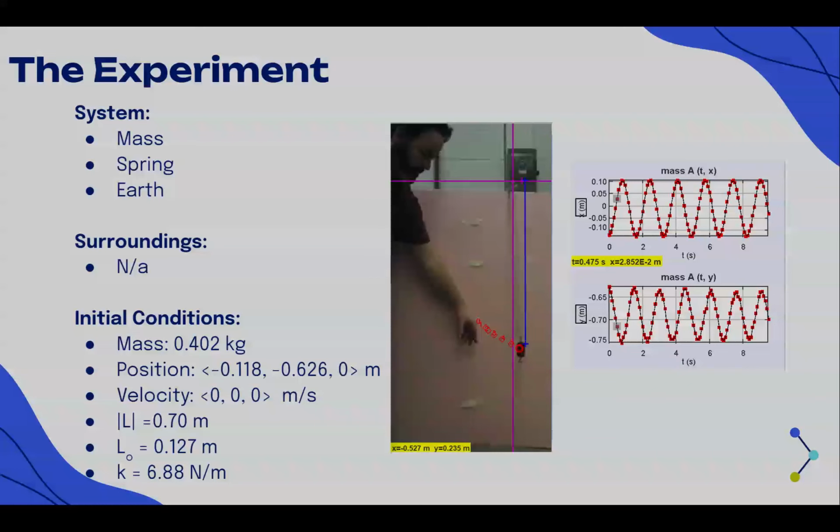In this experiment, my system was the mass, spring, and earth, and there were no surroundings considered. The initial position of the block was <-0.118, -0.6260> meters. Its mass was 0.402 kilograms, and the velocity was 0 meters per second. The stretched length of the spring was 0.7 meters, and the relaxed length was found to be 0.127 meters. Lastly, the spring constant, k, was calculated to be 6.88 Newtons per meter. The graphs on the right show how the mass moved in the x and y direction as time passed.